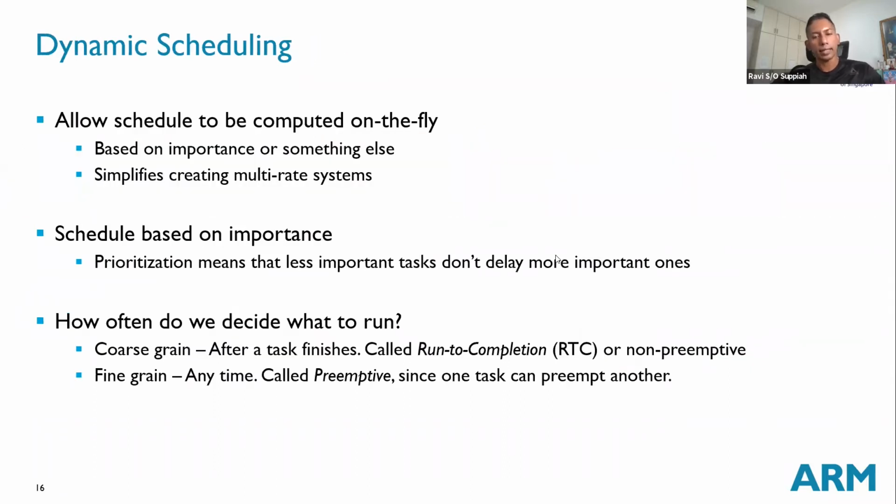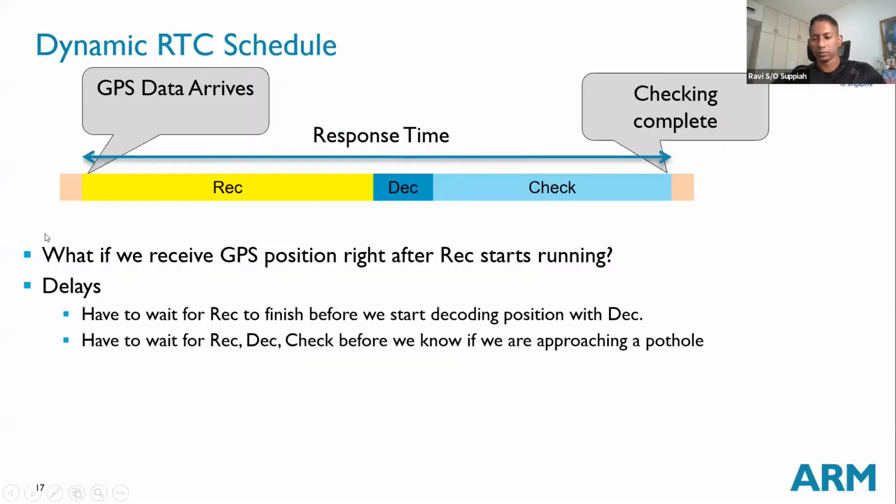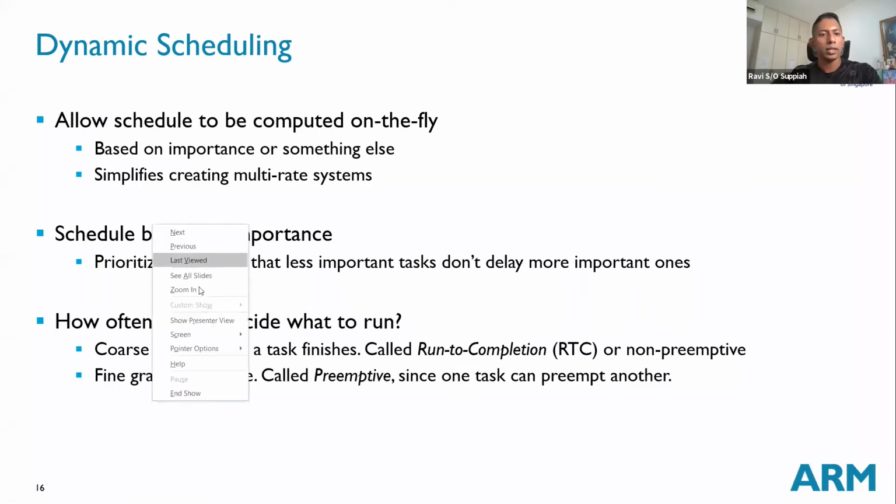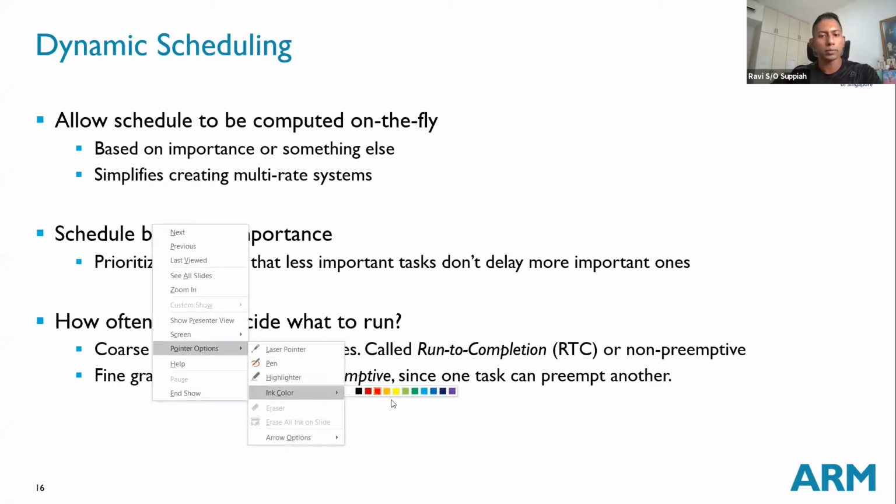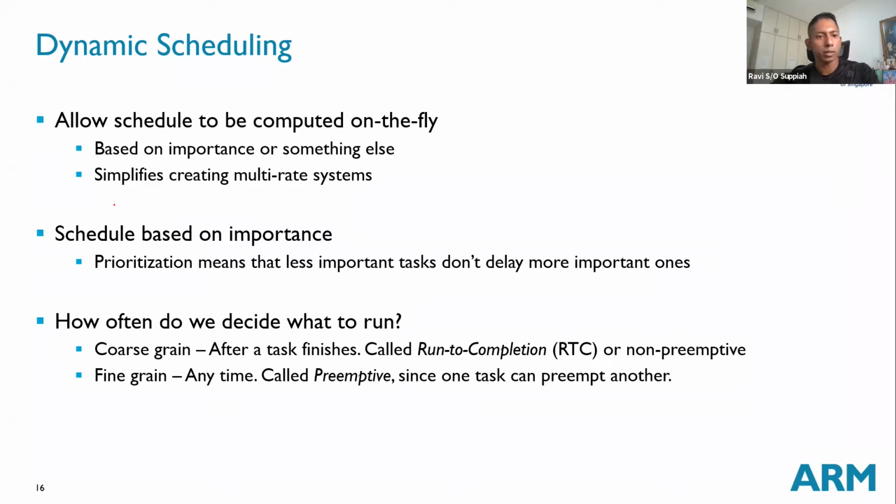So the next option is dynamic scheduling. That means instead of going in the same sequence all the time, I can change the schedule based on importance. That means I give some level of priority to different tasks, and then I decide who is going to run next.